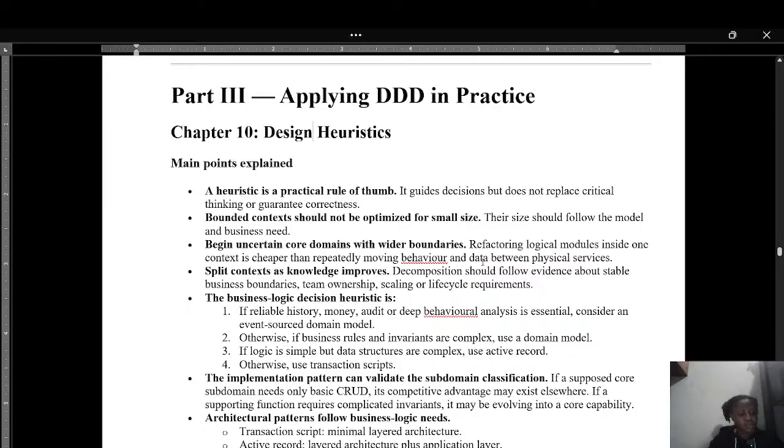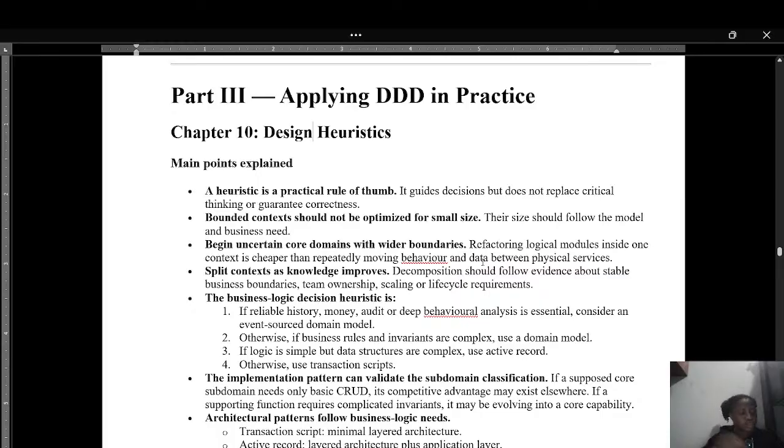So let's look at what we have today. Domain-driven design, part 3, applying domain-driven design in practice. So we want to look at designing heuristics. After studying this chapter 10, you understand what is meant by heuristic and how to design it in particular for a specific domain. So let's get to study. We'll study, then after studying and taking notes, we'll come back and explain it together.